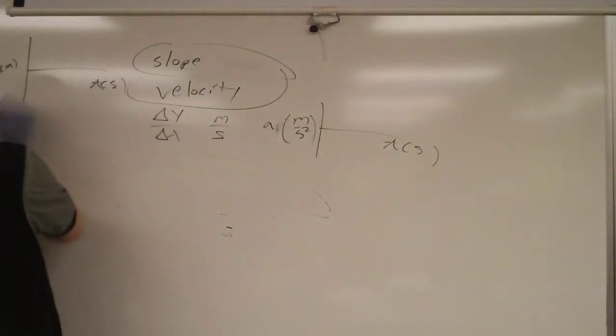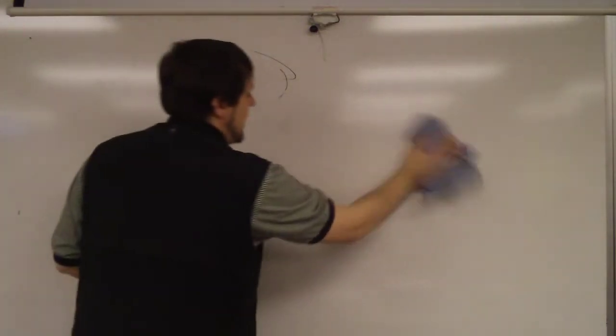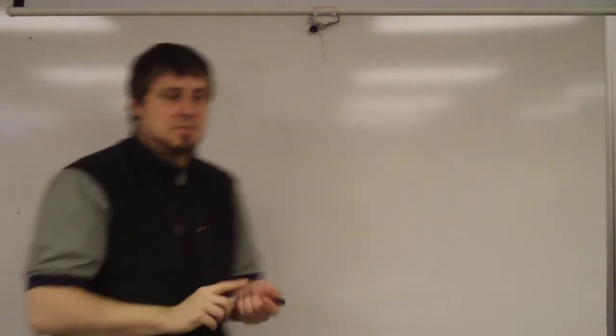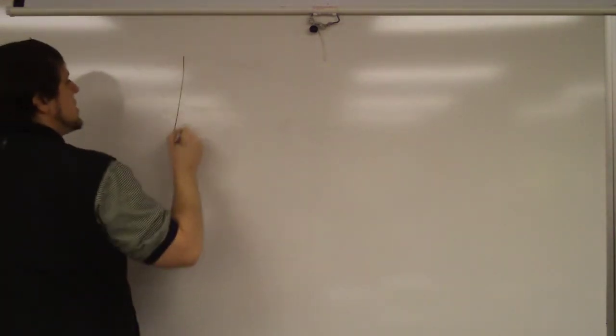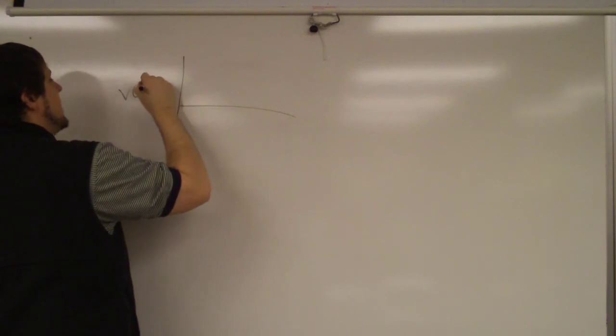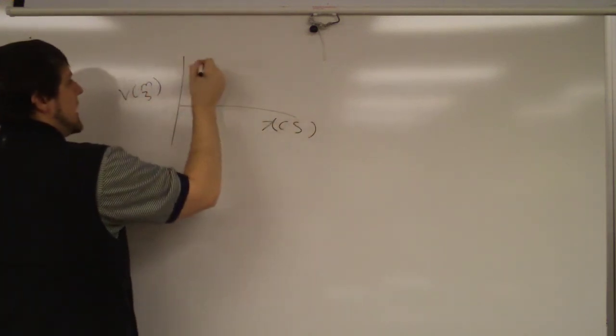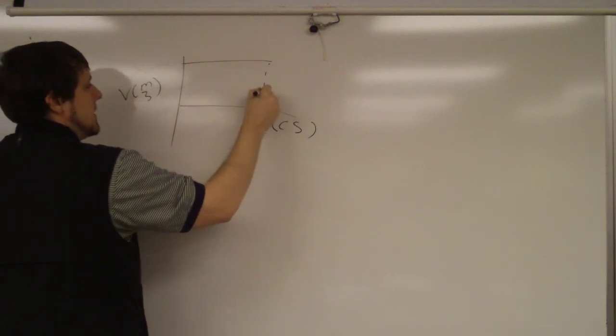Another thing that you should always look at when there's a graph is whether it has meaning. So you look at the slope and see if it has meaning. Now the other one. I'm going to show you a velocity time graph up here, meters per second versus seconds. And I'm going to draw something on here.